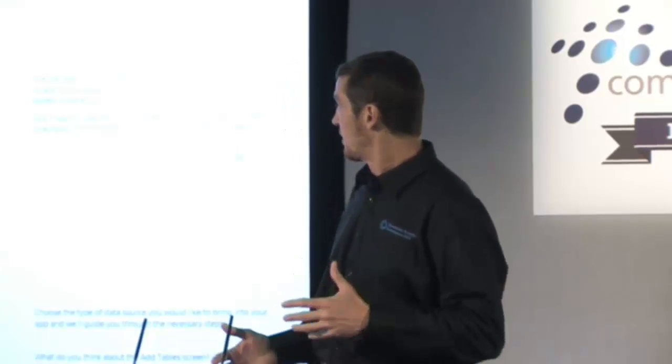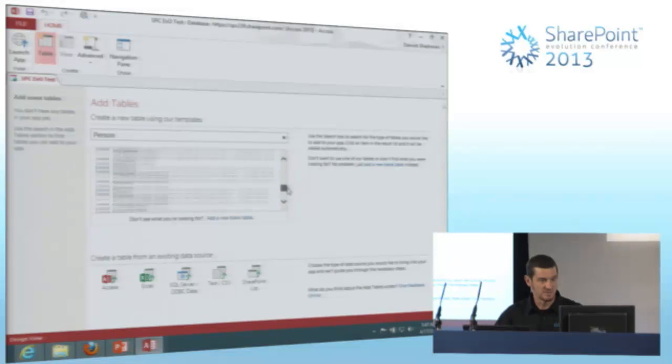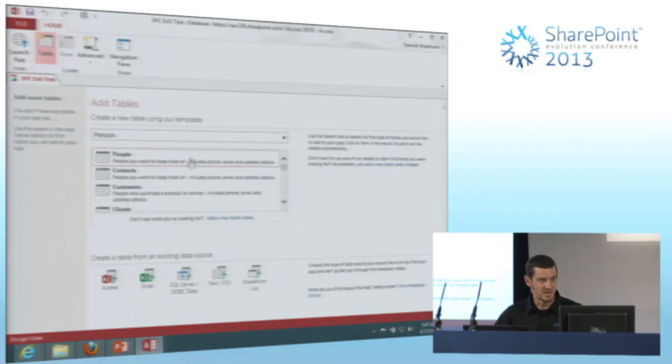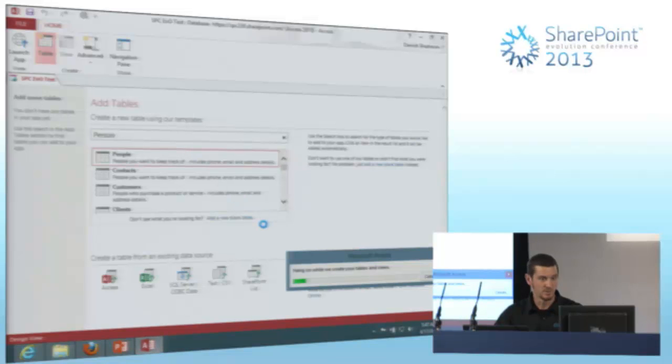So let me just add, let me do a quick search for, let's try person. Or actually, they've already put it there for me. So when I do person, I get a number of options of the kinds of tables that I might generate here. Let's just do a simple people one.